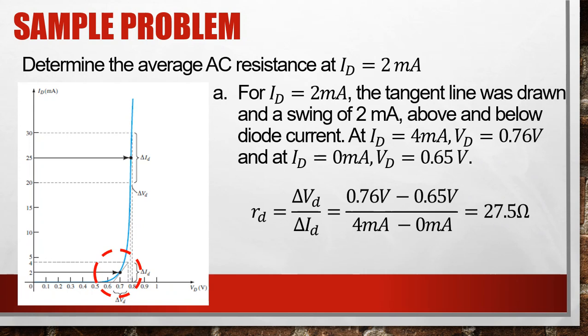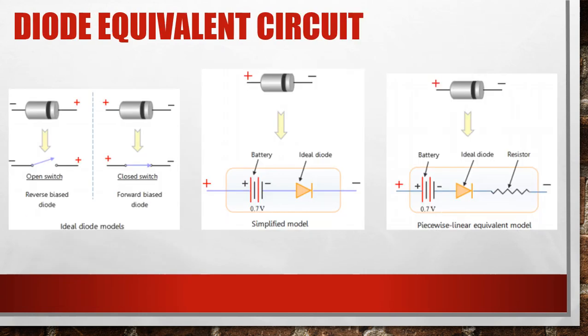Okay, let's go naman sa equivalent circuit. So, madali lang ito. Pag sabi nating ideal model, it's either open switch or closed switch. Nire-represent lang siya ng switch pag ideal diode. Pag simplified model, combination siya ng battery and ideal diode.